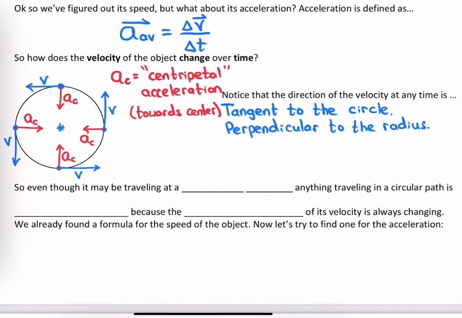Okay, so we added a few extra things in there that we didn't need to, but they'll be important for later. So let's just recap. Even though it may be traveling at a constant speed, anything traveling in a circular path is still accelerating because the direction of its velocity is always changing. Even if the magnitude of the velocity, the speed, isn't changing, the direction is.